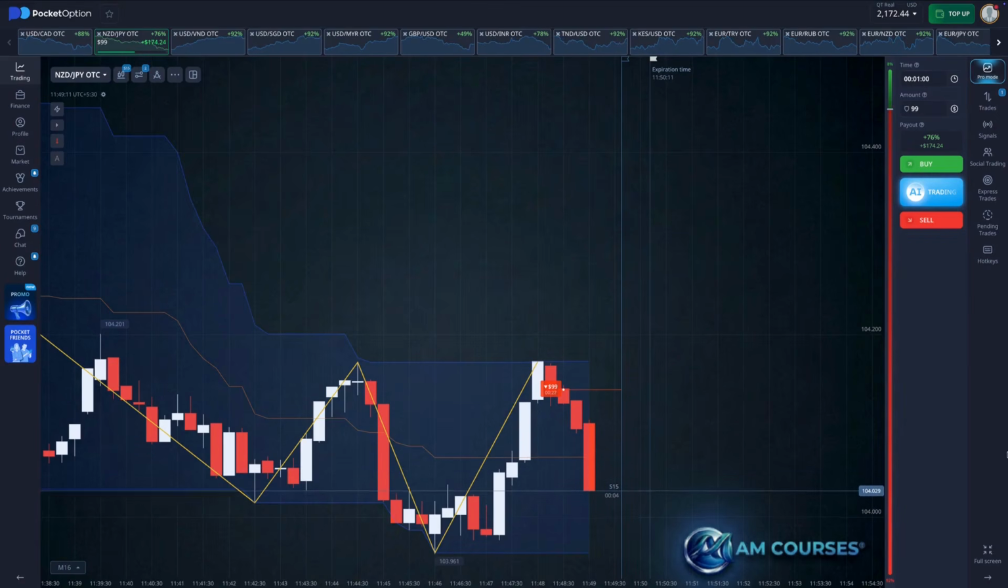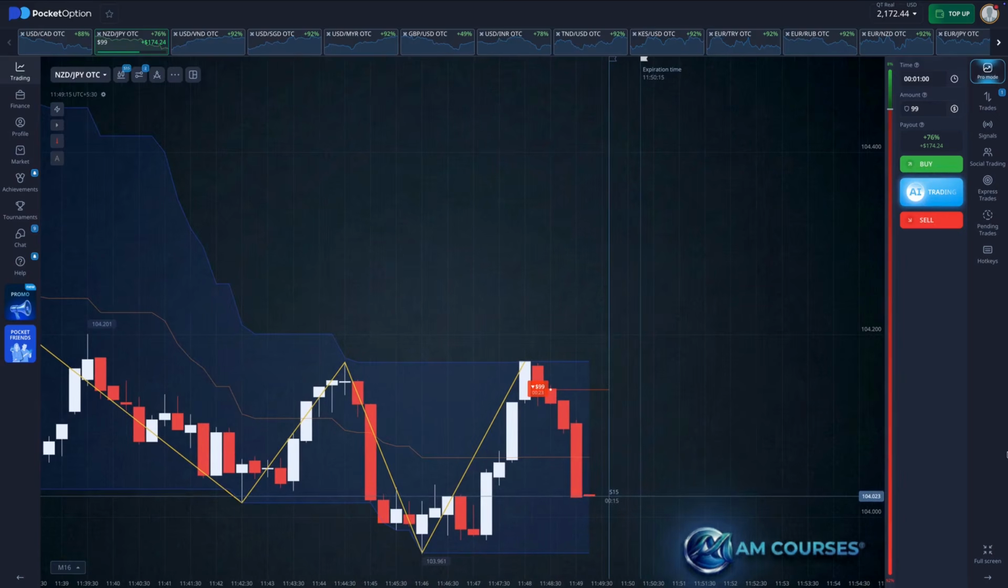Now let's break this down. This strategy uses just two indicators, both left on their default settings. Nothing customized, nothing complicated. First, the ZigZag indicator. This helps us visually identify swing highs and swing lows, so we instantly know where the market recently reversed. Second, the Donchian Channel, a simple channel that plots the highest high and lowest low over its default period, giving us a visual boundary of recent price action.